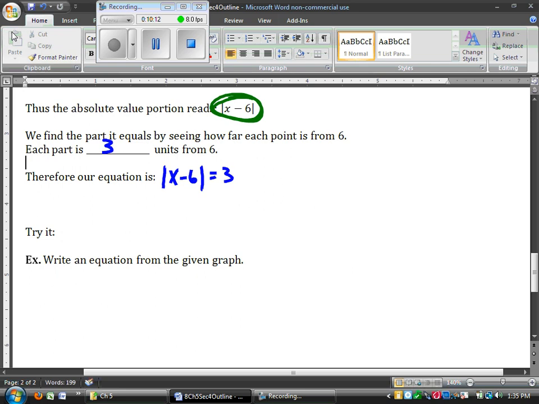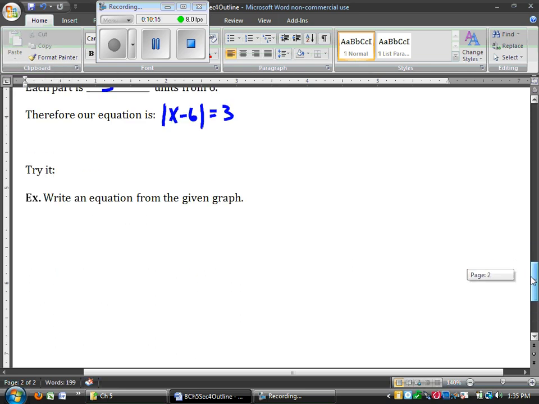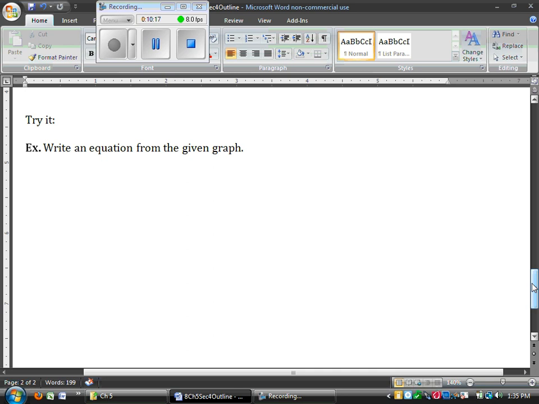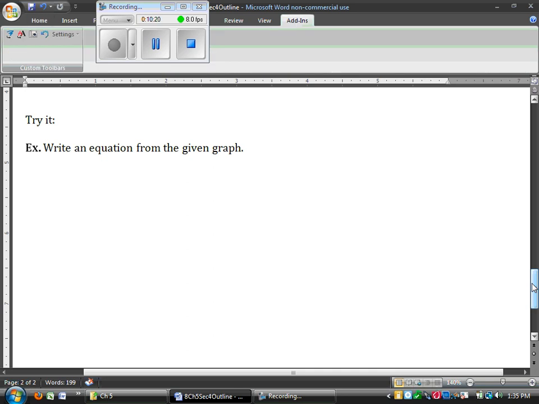Hope that made sense. Now you're going to try one on your own. Let me give you this number line. We'll start counting at -4, and we're going to go up to 6. So -3, -2, -1, 0, 1, 2, 3, 4, 5, 6. And that's where the 2 points are going to go.